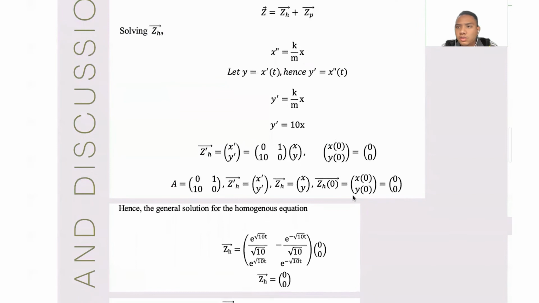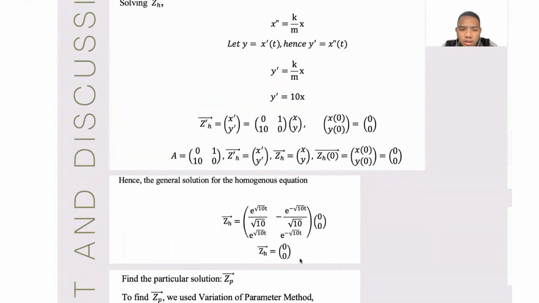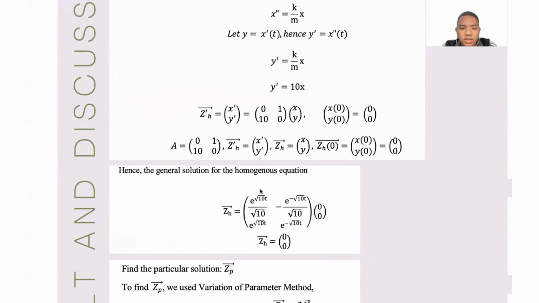Thus, we use the same method to find the eigenvector and eigenvalue, and we put in order until we get this general solution for the homogeneous equation, which is vector z homogeneous, and this is the vector z, and then the constant. And then using the same order, we find the constant, and we use the initial condition. Thus, we get 0. Hence, it makes our homogeneous equation 0.